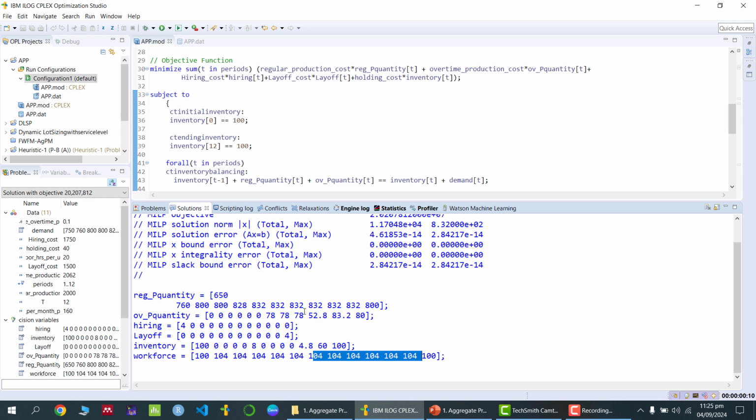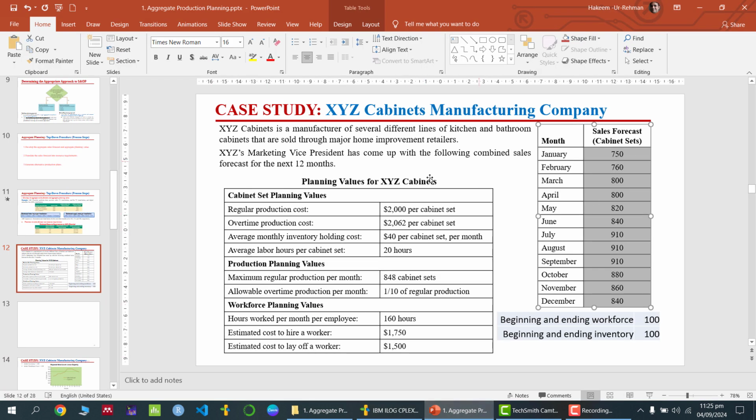I hope you got the idea of how we can solve this aggregate production planning problem using IBM ILOG OPL CPLEX Studio.